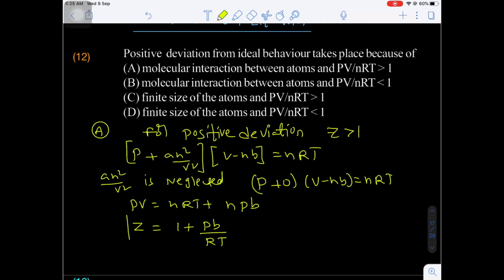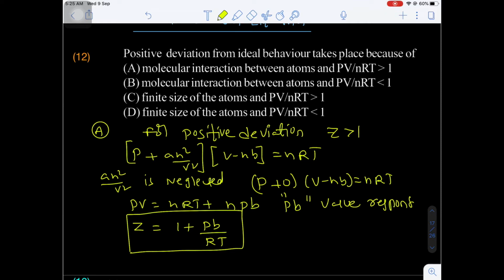Now here the compressibility factor Z is greater than 1, that means the Pb value here is responsible for increasing PV or Z. That means the Pb value is responsible for increasing the Z value. Yes or no?